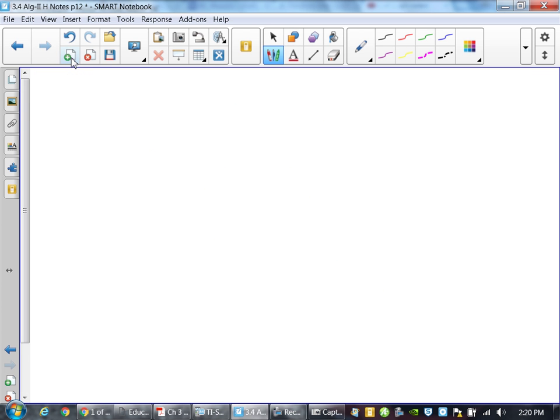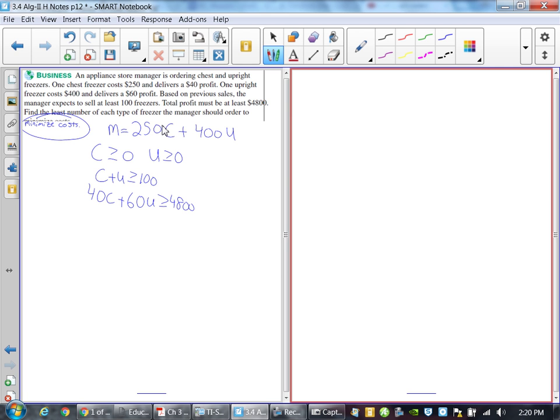So if we start to break this one apart, we know that we have a first quadrant problem because you can't have negative freezers. And then it's just a matter of starting to plot things through. To be honest with you, since I labeled this as C and U, I'm going to have my ordered pairs as C, U.